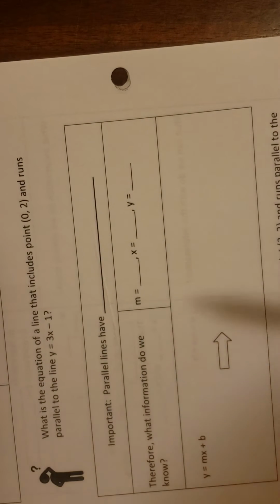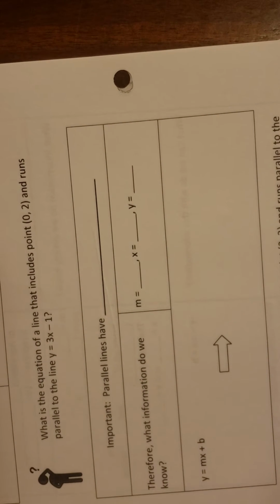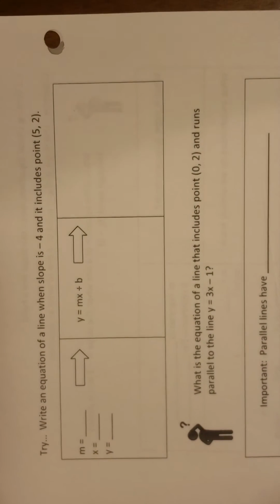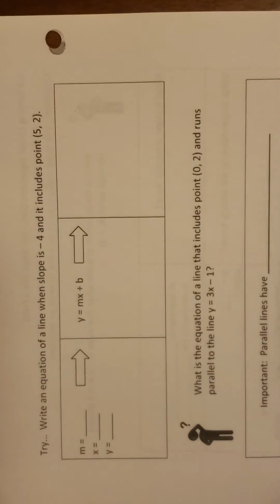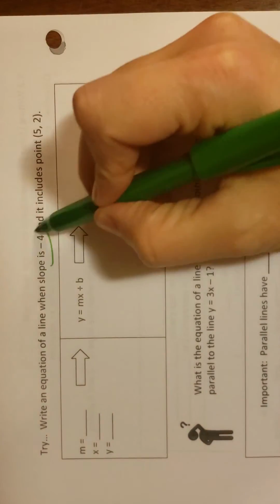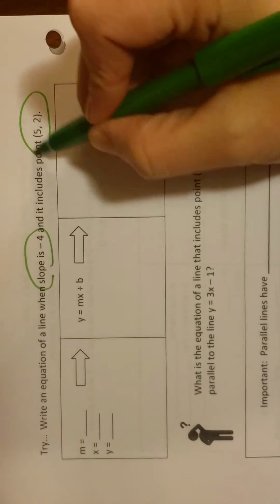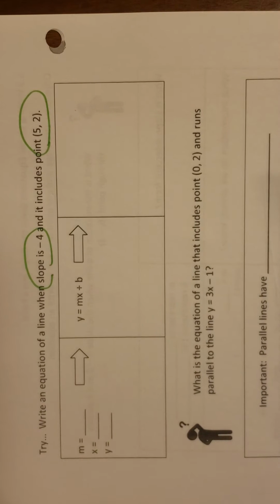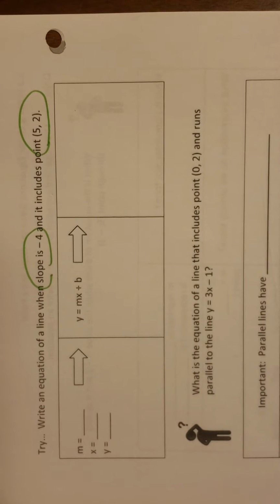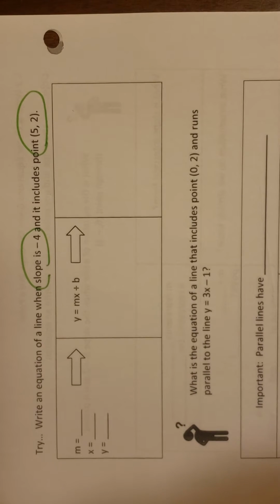I don't know that it's hard, it's just a new thing. Okay, so now I would like for you to try to write an equation yourself when the slope is negative 4 and it includes this point (5, 2). If you think you can, hit pause and just see what you can do. You might not be able to do all of it, but you might be able to do some of it. Give it a pause, hit play again, and I'll walk you through it.